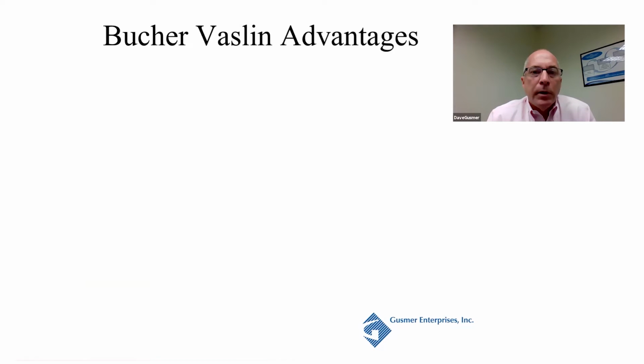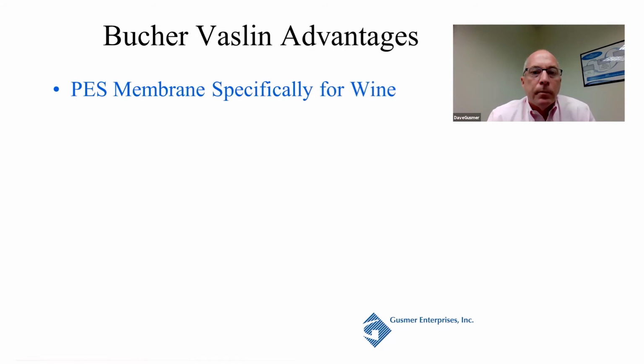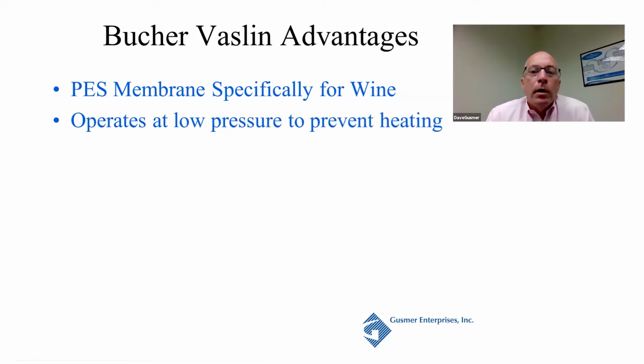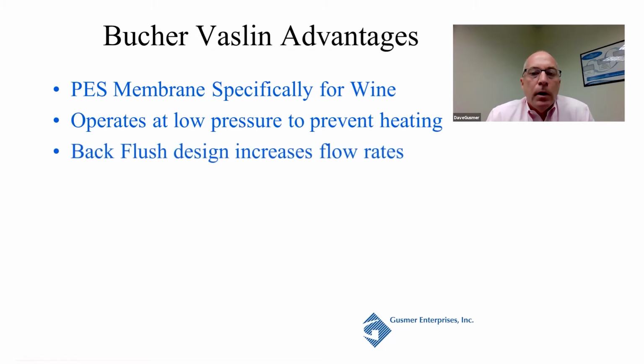So let's summarize some of the advantages of the Bucher system. Bucher has a PES membrane. They have a membrane that is going to be most compatible with your wine. It's not going to bind. It's not going to take out the positive components you're trying to leave in there. This is the #1 advantage. It operates at a very low pressure. We are not going to heat the wine like the competitors are going to do. We have this very unique backflush system that enables us to maintain the flow rate even though we're at such a low pressure.